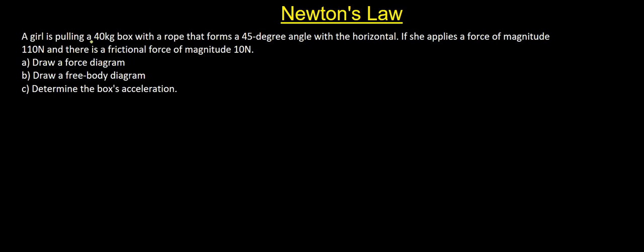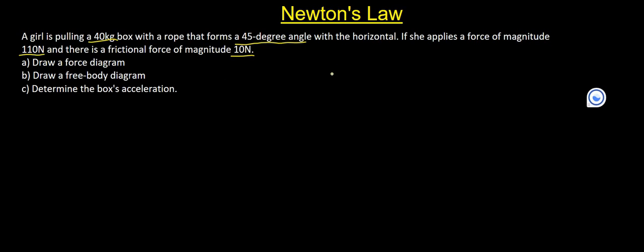A girl is pulling a 40 kg box with a rope that forms a 45-degree angle with the horizontal. If she applies a force of magnitude 110 Newton and there is a frictional force of magnitude 10 Newton, then question number 1 states, draw a force diagram. Number 2, draw a free body diagram. Number 3, determine the box acceleration.